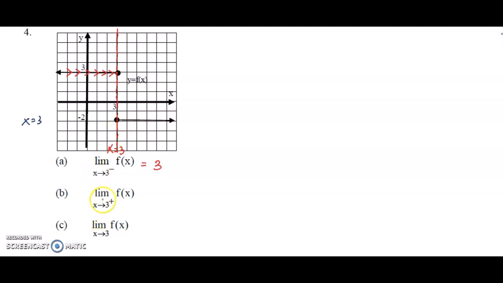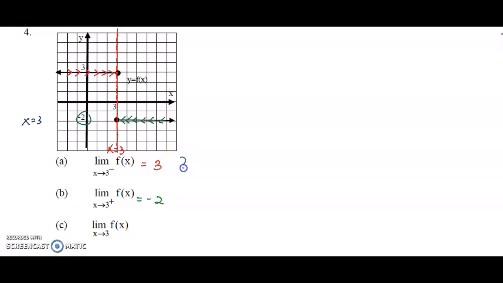For the other side, when x approaches 3 from the right hand side, meaning that x is going closer to x equals 3 from the right hand side, what does y approach? We focus on the graph on the right hand side and trace it. When this graph approaches this red line, y approaches negative 2, meaning that this has the value of negative 2.